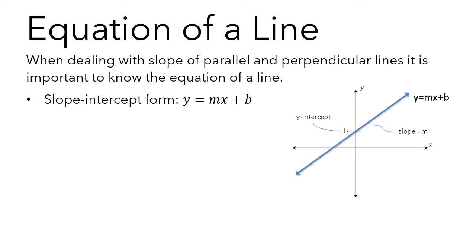Now, when dealing with the slope of parallel and perpendicular lines, it's important to know the equation of a line. And so we have the main equation we're going to deal with, which is slope-intercept form. So it's y equals mx plus b. M here is your slope, your rate of change, how steep the graph is, and b is your y-intercept, where does the graph cross the y-axis.